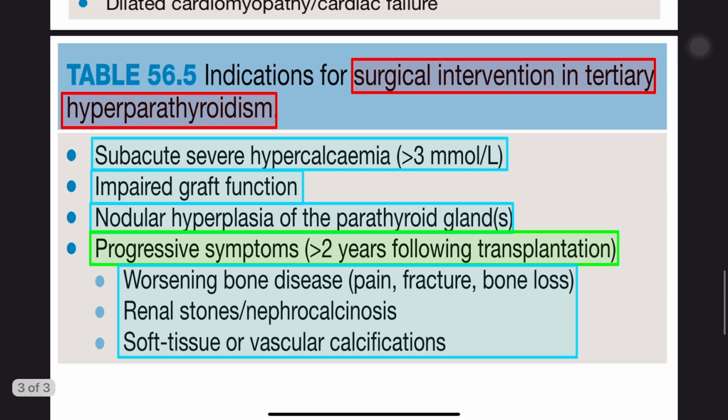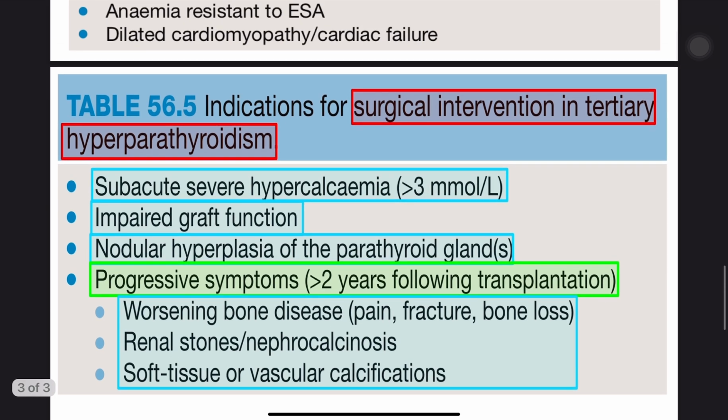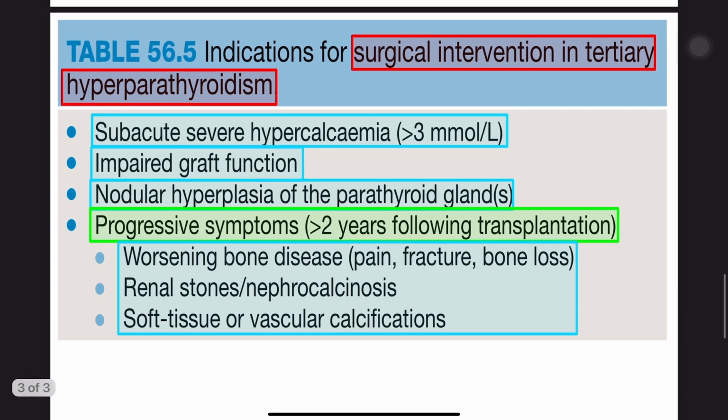So next, surgical intervention in tertiary hyperparathyroidism. So in tertiary, there is subacute severe hypercalcemia more than 3. So you just remember, in primary it was more than 1, in secondary more than 2.5, in tertiary it is more than 3 millimole per liter. But you have to remember the unit also.